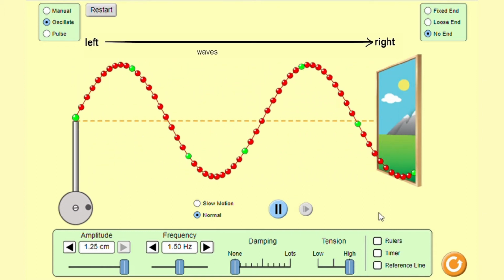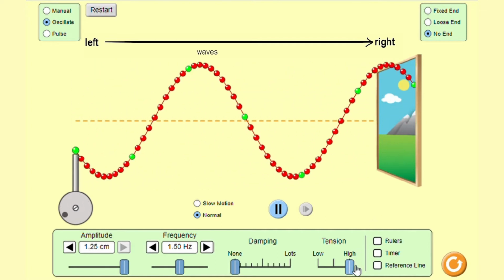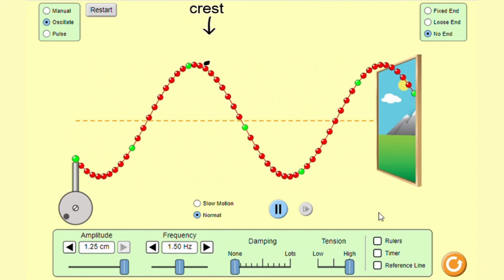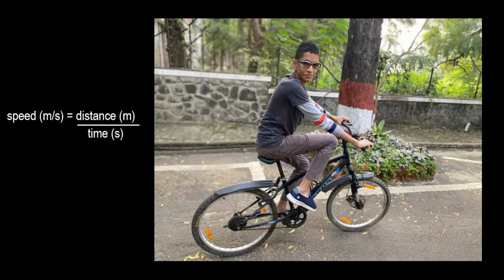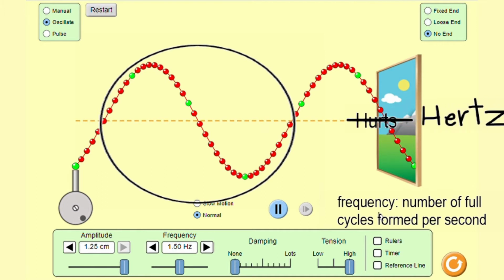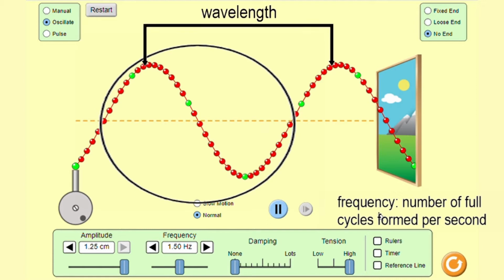Now, this wave is traveling through the rope. As time elapses, the wave travels further and further away from the source. And you can see how each crest and each trough is covering distance with time. And similar to how we calculate the speed of a moving bicycle by dividing distance by time, here the speed is calculated by multiplying the wavelength by something called the frequency. The frequency is essentially the number of full cycles, wavelengths per second, and it's measured in hertz. The frequency is inversely proportional to the wavelength.